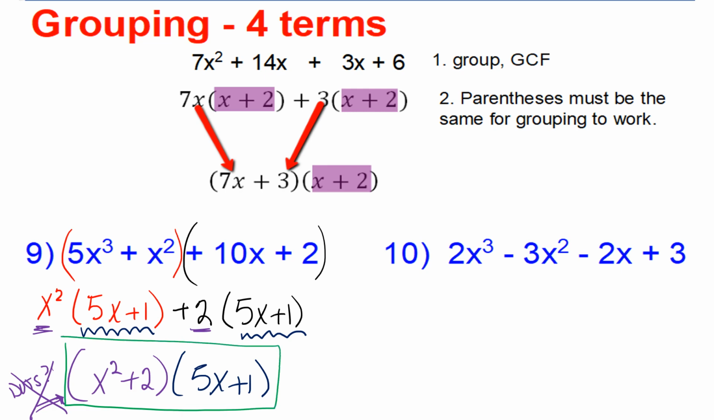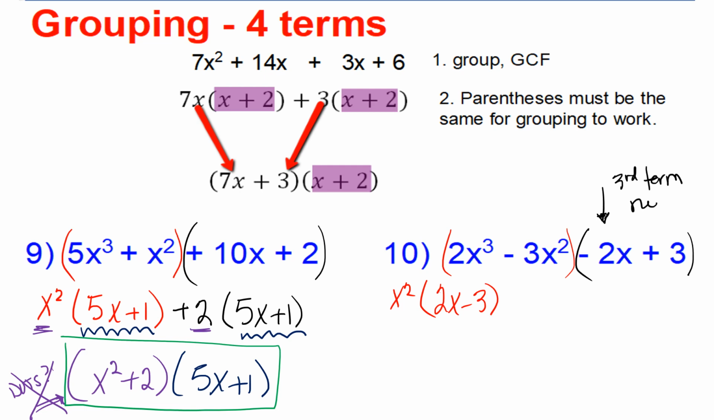In example 10, we have 2x cubed minus 3x squared minus 2x plus 3. Follow the same pattern, group your first two terms. Again, those only have a GCF of x squared, leaving me with a 2x minus 3. And in our back two terms, we have a negative 2x and a positive 3. Anytime that third term is negative, make sure that you factor out a negative.